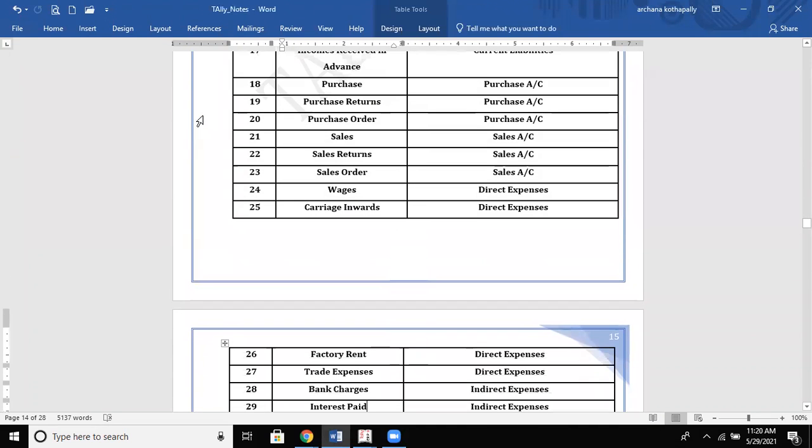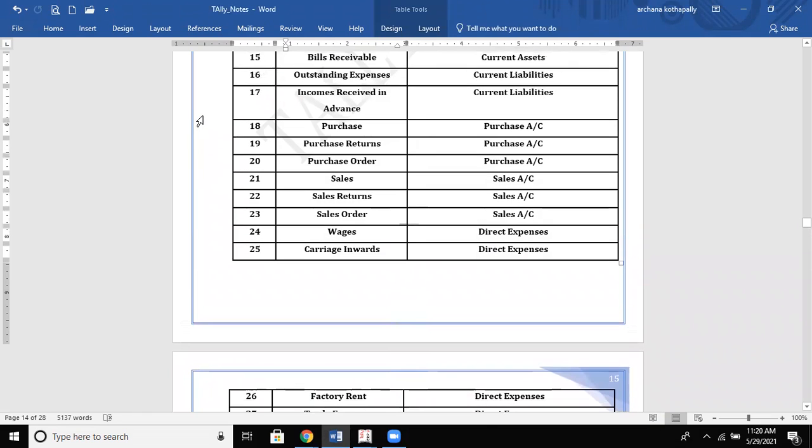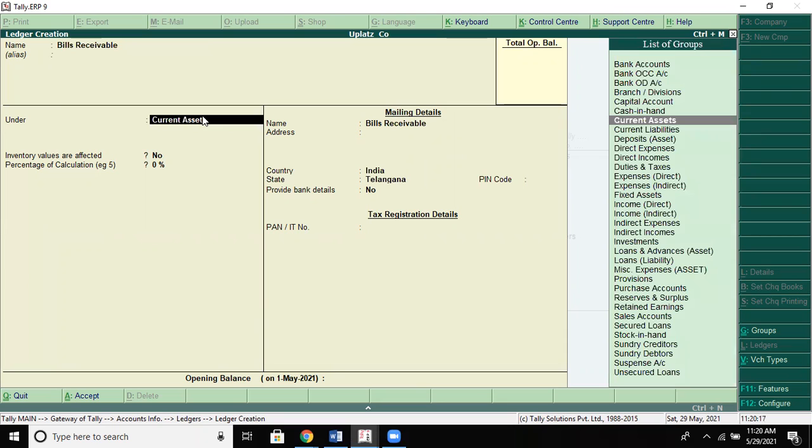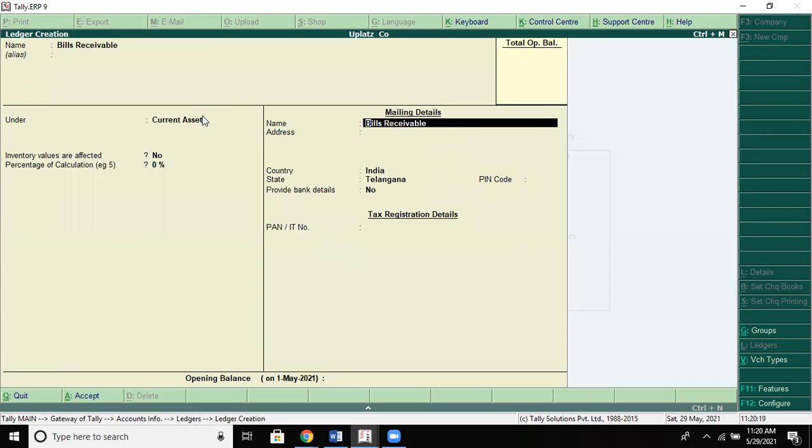Bills receivable. So bills receivable is also your current asset. Inventory value, no.